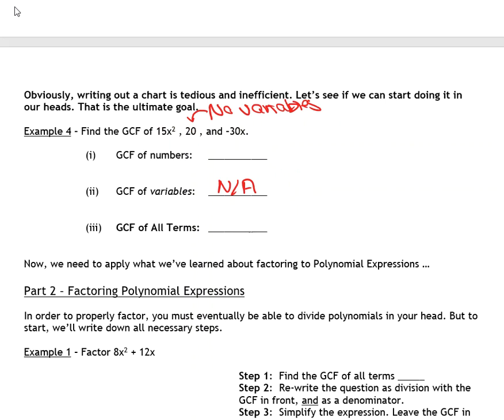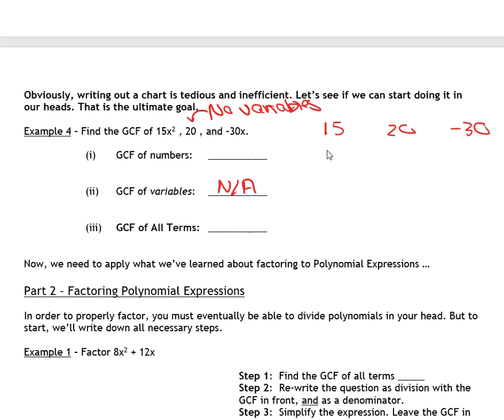So let's look at the numbers, the greatest common factor of the numbers. The numbers are 15, 20, and negative 30. Those are our 3 numbers. So depending on how good you are with your multiplication tables, we've got a 15, we've got a 20, and we've got a negative 30. So in your head, can you think of what the greatest common factor is? And that's the goal, is that eventually you can do that. But if not, you're getting out your calculator and you're finding all the pairs of factors.